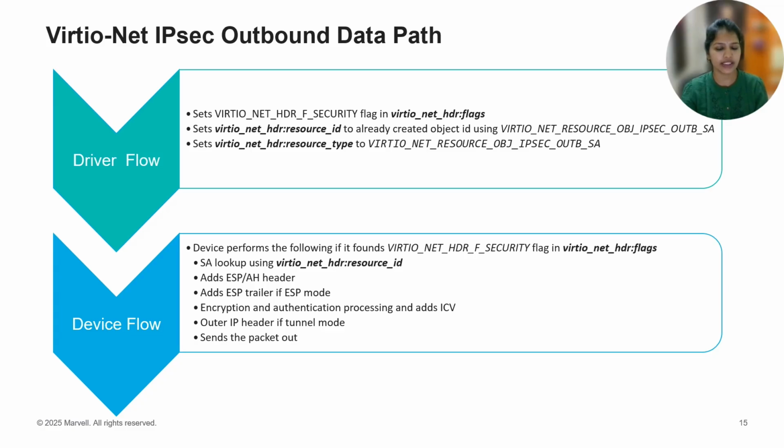Device performs SA lookup using the resource ID, adds ESP or AH header, adds ESP trailer if it is in ESP mode, does encryption and authentication processing, adds ICB, adds IP header if in tunnel mode, and sends the packet out.